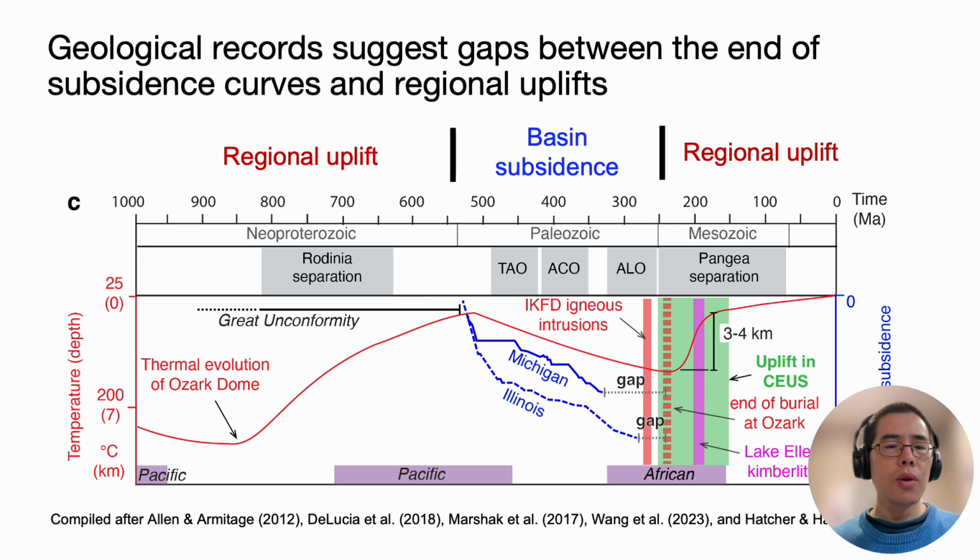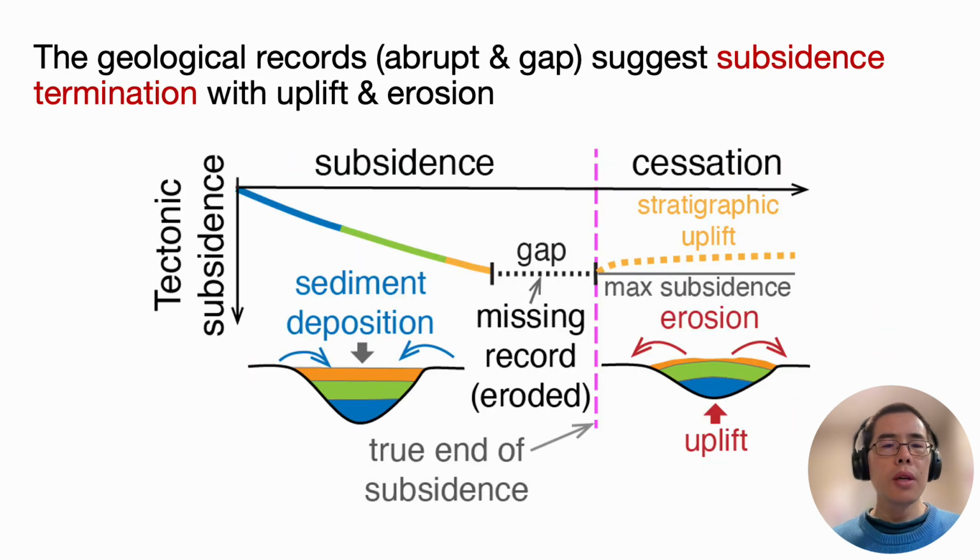Geological records at Illinois and Michigan basins show abrupt ending of the subsidence curve retrieved from stratigraphic records and a gap between the ending of the subsidence curve and records of regional uplifts. And these geological records suggest a mechanism that involves uplift and erosion and that causes subsidence termination. And that explains the gap and the abrupt ending of the subsidence curve.